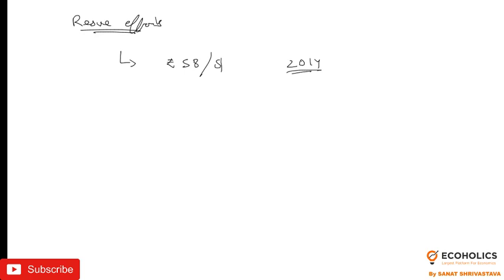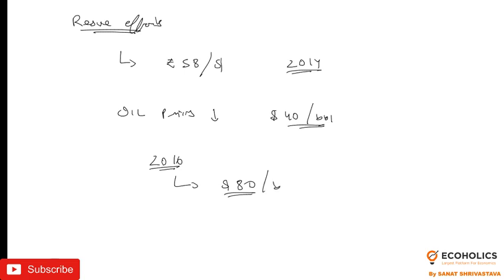Now at that particular time, the oil prices went down, to around $40 per barrel. So if you see till 2014, obviously the lower oil prices actually favored the Indian economy. But after 2016, when oil prices rose again to $80 per barrel, the rupee went down again, to 74.5 per dollar.